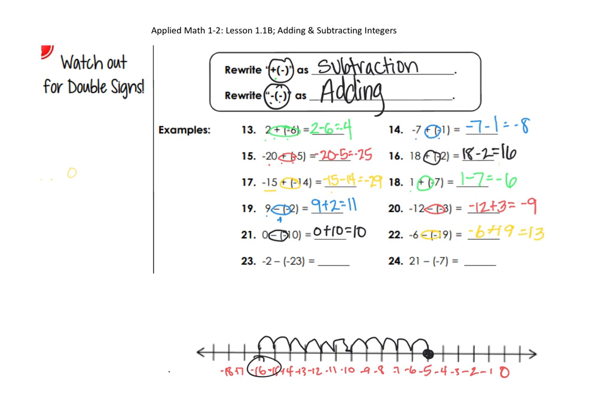Just a couple more. 23, we have negative 2 minus negative 23. We're going to change that to negative 2 plus 23, which is equal to positive 21. And last but not least, we have 21 minus negative 7. We'll change that double negative to a positive, making this 21 plus 7, which is equal to 28.